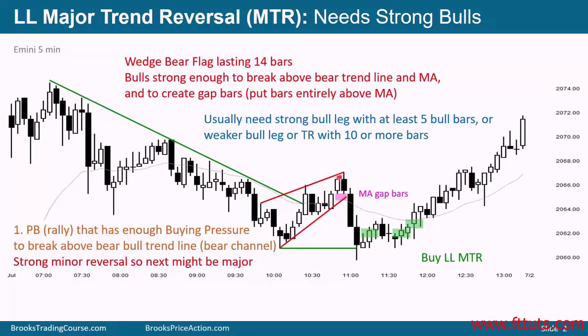The minor reversal has to be at least 5 bars, preferably 10 or more. It should break above the top of the bear channel and above the moving average. Sometimes it can be a single bull bar if it's extremely big, but in general, traders need 5 to 10 bars with pretty good bull bars in that minor reversal for traders to begin to look for a major reversal.